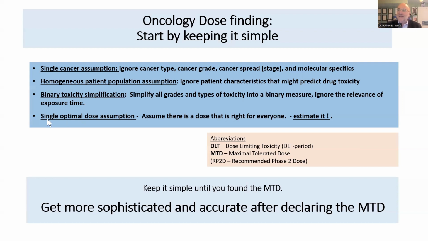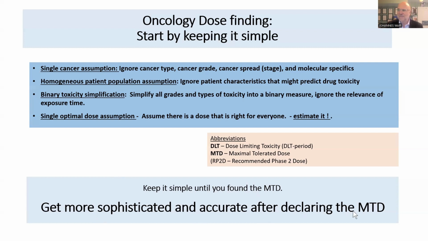And that finally altogether comes to the assumption that there is such a thing as a single optimal dose for all patients. There is no such thing. But without that assumption, you would never be able to build any of those designs. So the key is use the assumptions, find the design, keep in mind that there are assumptions which all of them cannot be true. And then once you have the MTD, go back and become more sophisticated and accurate after declaring the MTD.